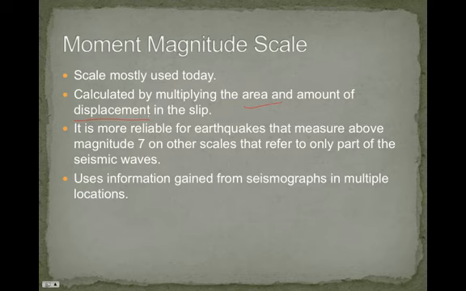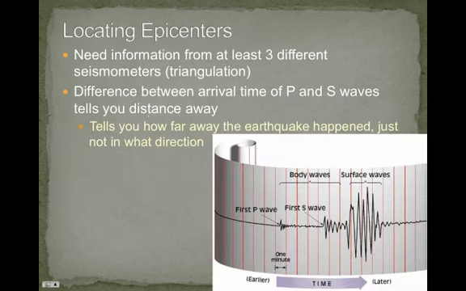It is more reliable for earthquakes that measure above magnitude 7 on other scales, because they only refer to part of the seismic waves. We're referring to all of it. It uses information gained from seismographs in multiple locations. Our seismograph is connected to the internet. We can upload our information, and other scientists all across the world can use it anytime there's a major earthquake. And by collecting all this information, you get a better understanding of what happened in that earthquake.